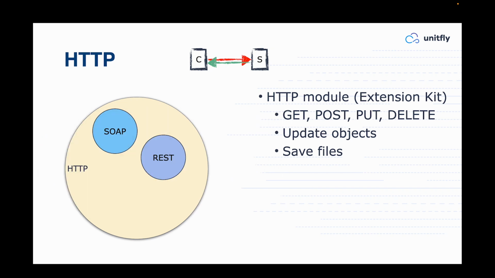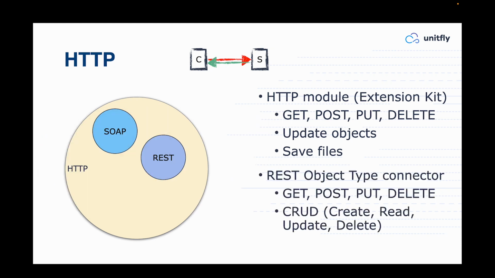But the REST object type connector will only use the REST architecture, so only REST web services. And with the REST object type connector, you can also make get, post, put, and delete methods. But you can also here create objects and also update, delete. But it can be vice versa. So if you create something in M-Files, you can create the same thing in the web service, or if something is created in the web service, it will be created in M-Files, updated, deleted, and so on.